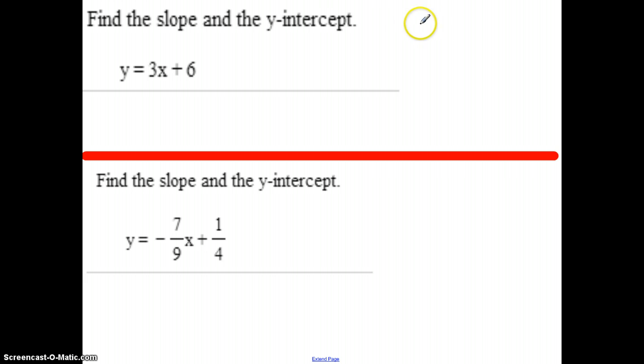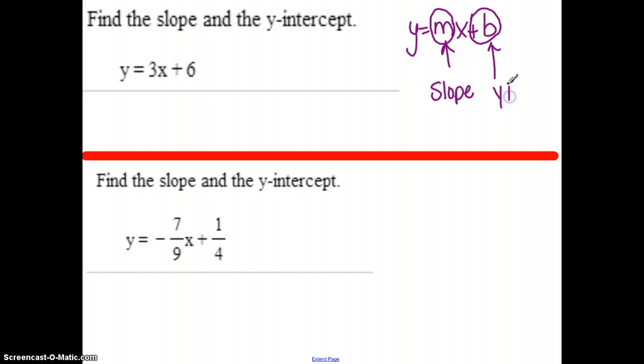Okay, now to find the slope and intercept, they're basing it on the slope-intercept form, which looks like this. The m value stands for slope. This b value right here stands for y-intercept. So in this problem, slope would be 3, the y-intercept would be 6.